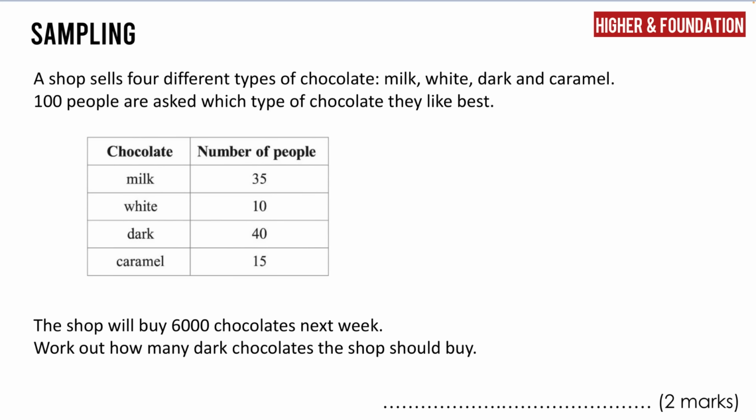When looking at sampling, we are essentially going to be working out a fraction or a percentage of an amount, depending on how we look at it. But this one here says that there are 100 people asked which type of chocolate they like best. So this is out of 100. It says the shop is going to buy 6,000 chocolates next week. Work out how many dark chocolates they should buy. Well, if we look at the dark chocolates just here, then there's 40 out of 100 people in this sample wanted dark chocolate.